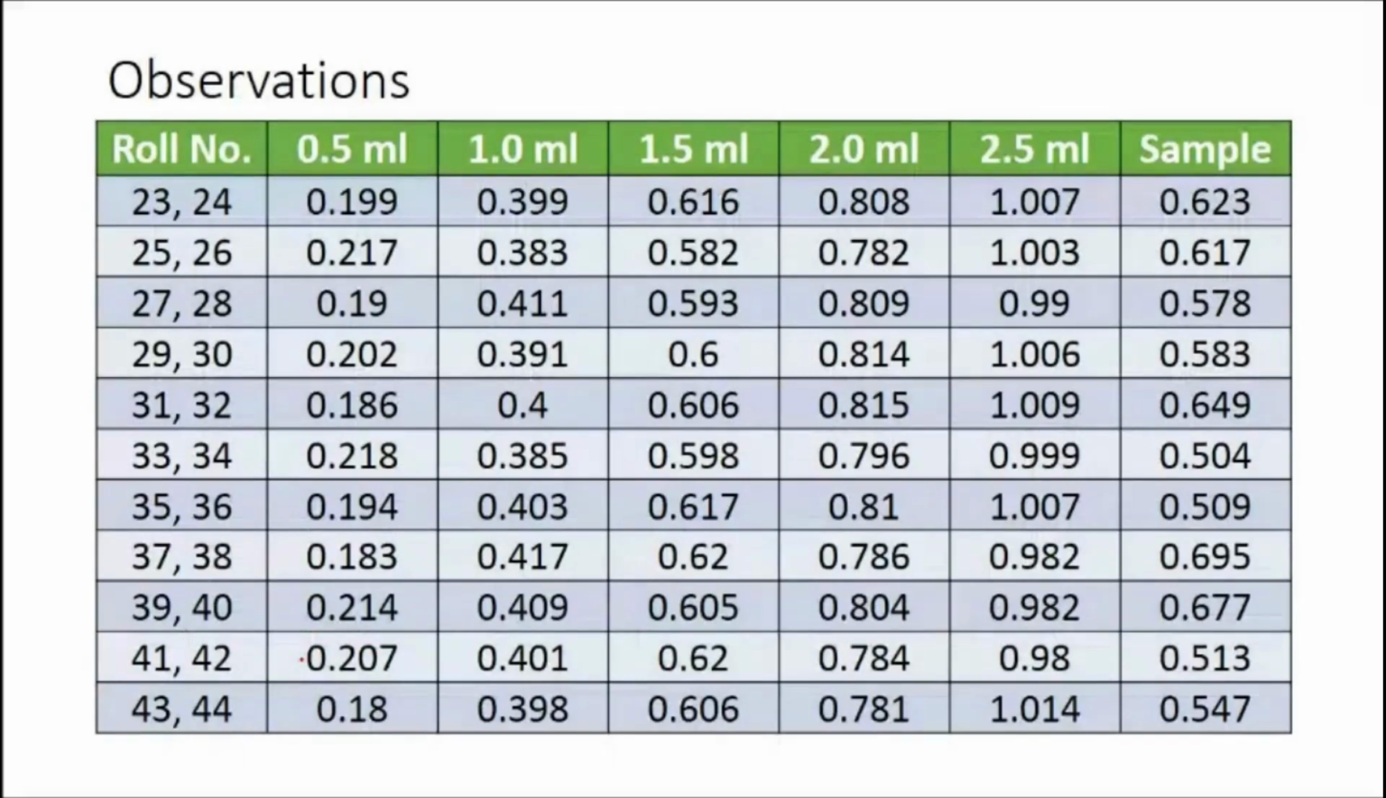These are your readings that are to be written down in your observation table. First is say 0.5 ml के लिए, then for 1 ml, for 1.5 ml, 2 ml, 2.5 ml, and last reading is of your sample. So everyone take down the reading written against your roll number. Hurry up.